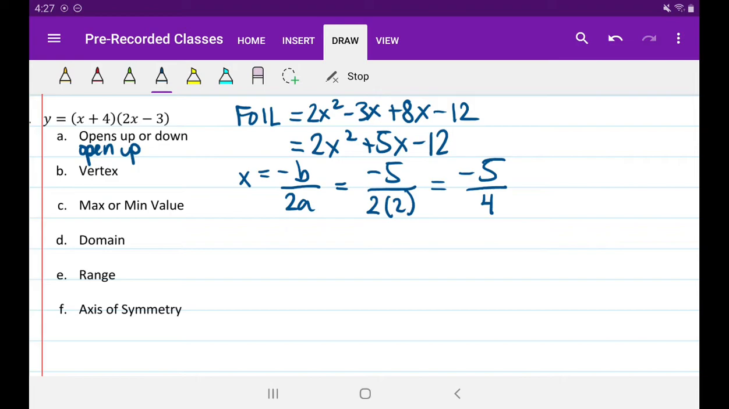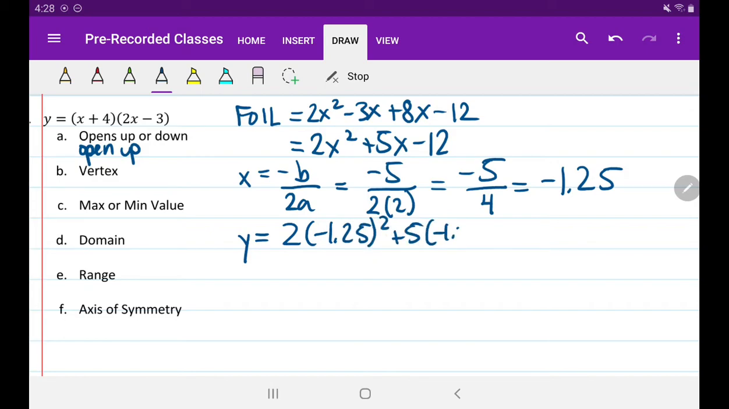y-coordinate. Now, this is something that we would end up graphing, and so in this case, because we've got a fraction, it would be easiest just to turn this into a decimal and get a decimal for our y-coordinate. So we're going to go ahead and say that this is going to be, let's see, -5 over 4, I think that's -1.25, yeah. So this is -1.25, and then we'll go ahead and plug that in. So we'll have 2 times -1.25 squared plus 5 times -1.25 minus 12.